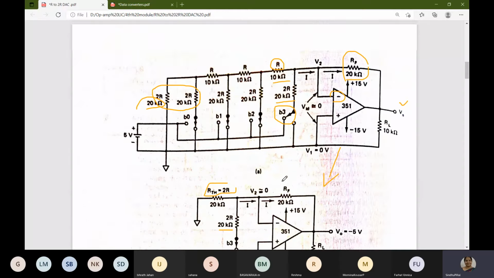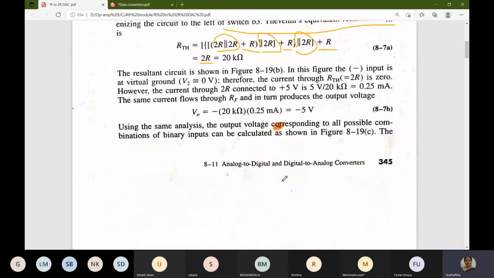Okay, and when we apply, what is the formula we are going to use? We can see that the current through 2R is connected to plus 5 volts. When it is connected to plus 5 volts, what will be the current? Current is nothing but voltage divided by resistance, so it is 5 divided by 20 kilo ohm. The current is 0.25 milliamps.